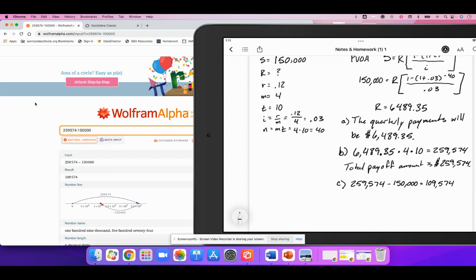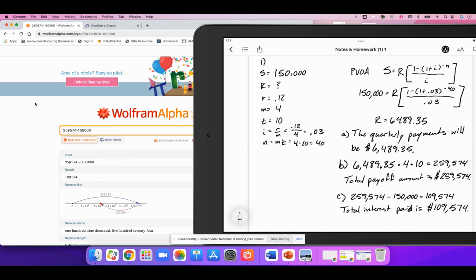So total interest paid, this poor guy. Total interest paid is $109,574. So I'll take a quick moment to say that's awful, and that's a lot of interest to have to pay back. He almost paid for his house twice.